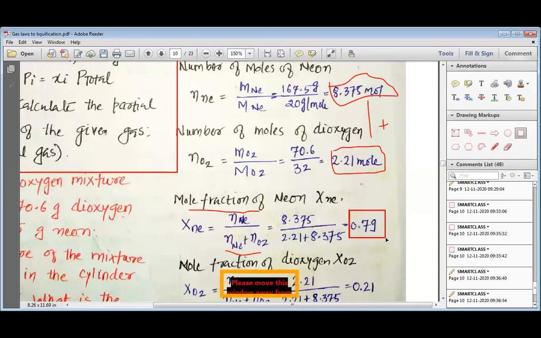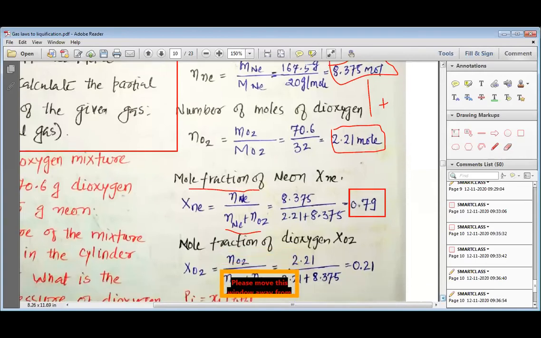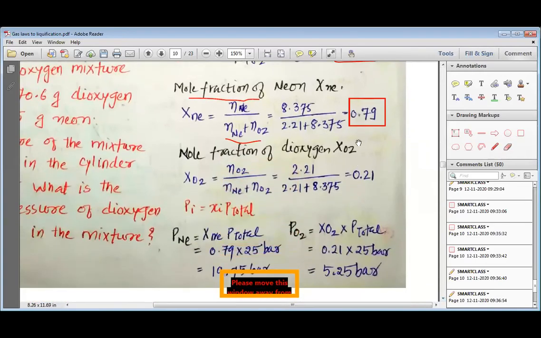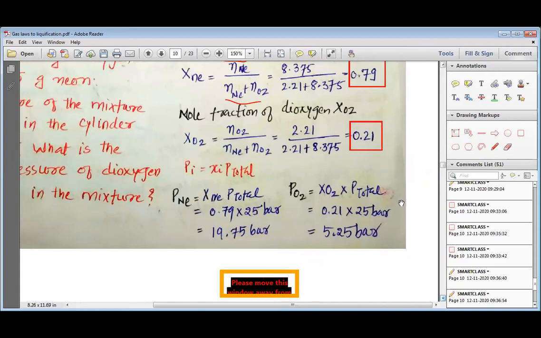Finally, we get 0.79 for neon. If we subtract 0.79 from 1, we can also get 0.21 as an answer. But if we follow the proper calculation, the mole fraction of dioxygen X O2 is equal to mole of O2 divided by mole of neon plus mole of oxygen, that is 2.21 divided by 2.21 plus 8.375, and ultimately we get 0.21. So now we have the mole fraction of neon and oxygen.